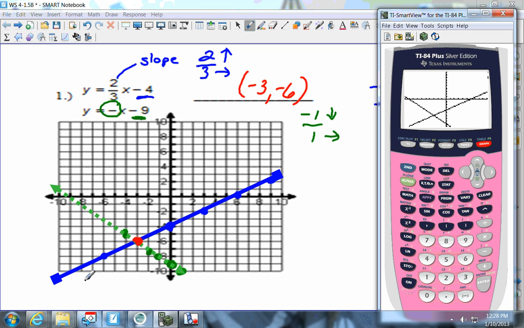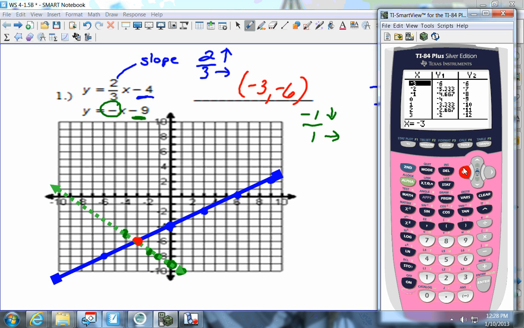Are they going the right direction? Does it look about the same? Yes. Well, now let's go to the table and see if we have the right answer. Second graph. I'm going to look at where x is -3. Up here, y1 and y2 are the same. They're both -6. That means I'm correct.